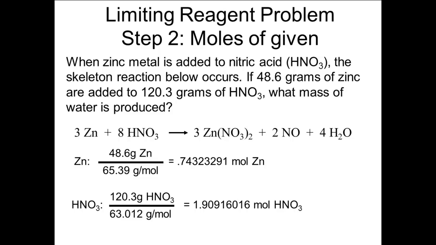Is it clear yet which of the two givens will be used up first? You might think that, since we have fewer moles of zinc, that zinc would be used up first. But if you look at the balanced equation, you see that you need much more HNO3 than zinc. So let's wait to make that decision.